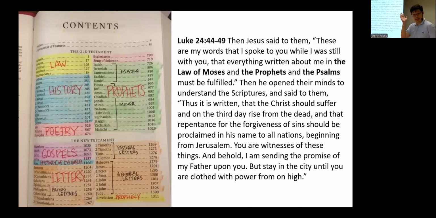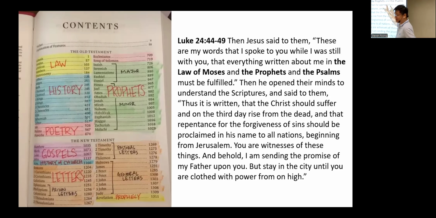And Jesus would have thought that as well. Here is Luke 24, verses 44 to 49. This is Jesus on the road to Emmaus with the two disciples. Jesus said to them, "These are my words that I spoke to you while I was still with you, that everything written about me in the law of Moses and the prophets and the Psalms must be fulfilled." And what is this? This is the scriptures, right? He opened their minds to understand the scriptures. So scriptures is synonymous with the law of Moses, the prophets, and the Psalms.